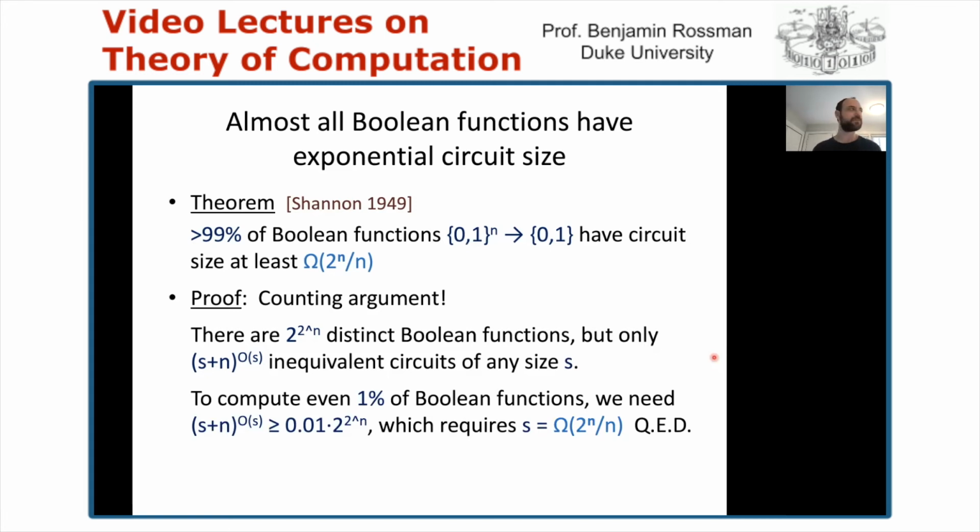It follows that to compute even 1% of all Boolean functions, we require that the number of inequivalent circuits of the given size is at least 1% of 2 to the 2 to the n. So we would need this inequality, but this means that the size s has to be omega of 2 to the n over n. That's a very simple proof, which establishes that almost all Boolean functions have exponential circuit size.